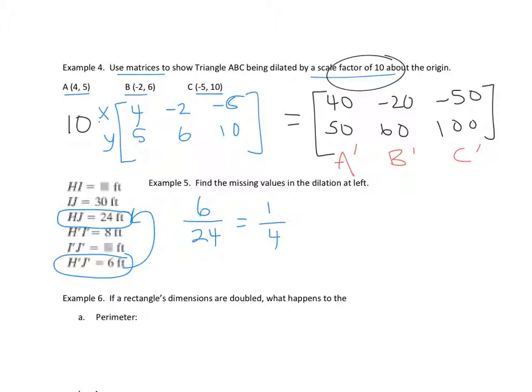So if I have HI and H prime, I prime, this right here has to be 1/4 of the original side. So I'm going to take this and multiply it by 4 and get 32. So I prime, J prime right here is going to be smaller because the scale factor is 1/4. So you're going to take 30 and multiply it by 1/4. So it's 7.5 feet.